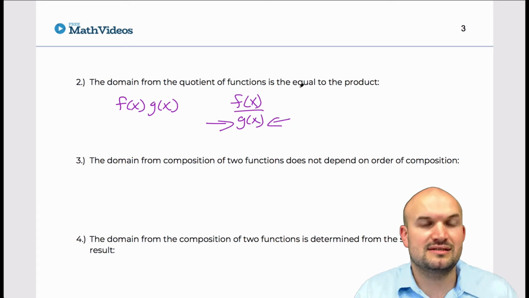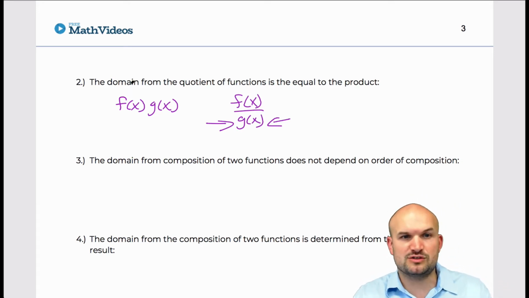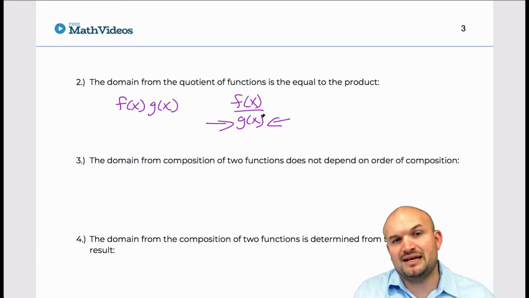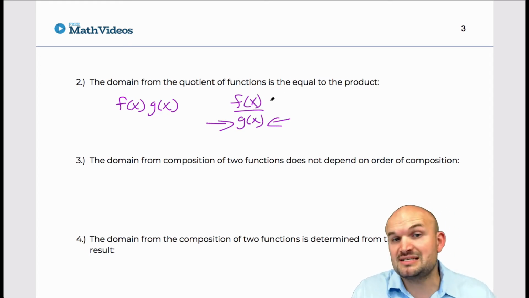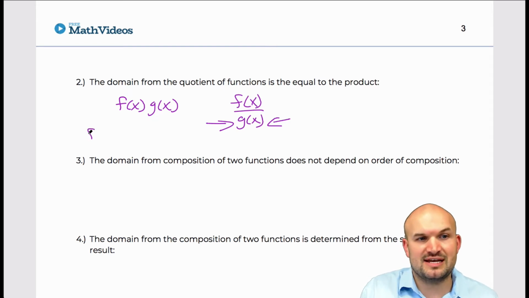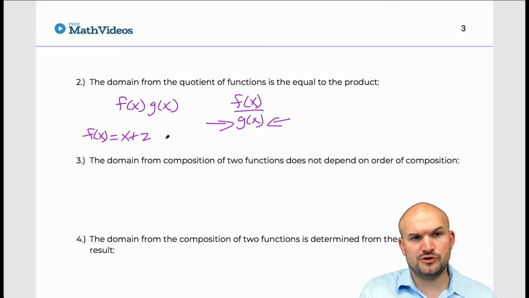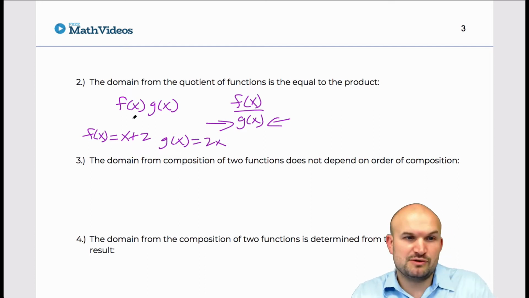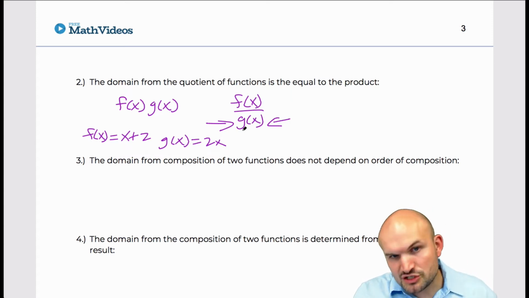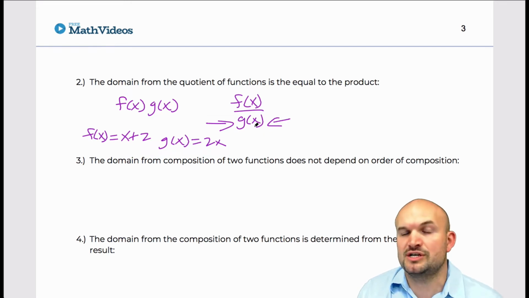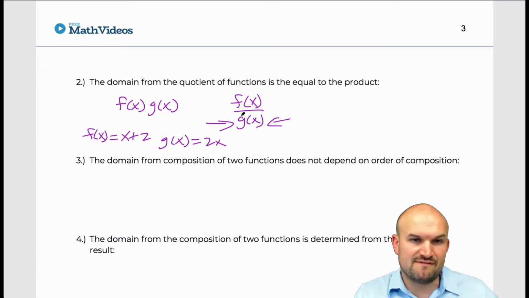Sometimes, actually, I should have probably clarified this statement. Sometimes they can be equal depending on what the function is for g of x. So I should have said it's always equal, because it's not always equal. For instance, if f of x was equal to x plus 2 and g of x was equal to 2x, obviously when you multiply them, the domain is going to be all real numbers. But when I divide by them, since 2x is now in the denominator, x cannot equal 0. So the domain is being restricted for the quotient because you're placing a function in the denominator.